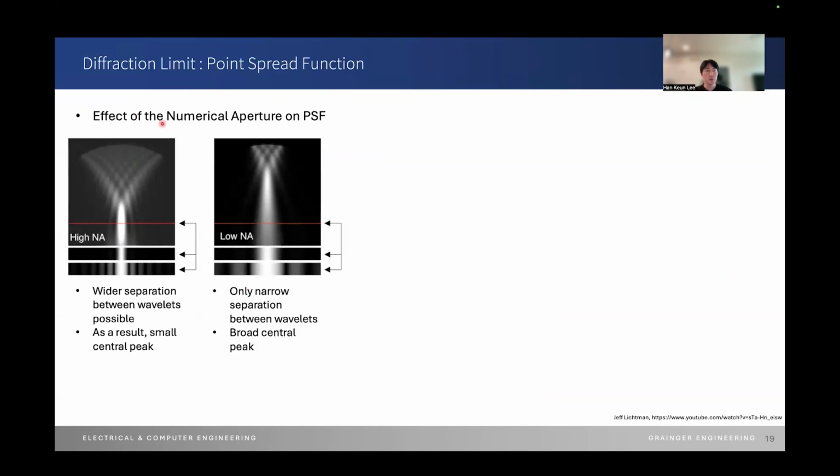So the effect of numerical aperture on the point spread function is that if we can collect more light, if the extreme points are far apart from each other, it creates wide separation between wavelets, and as a result, a small central peak. However, if we use low numerical aperture, the central peak gets broader.